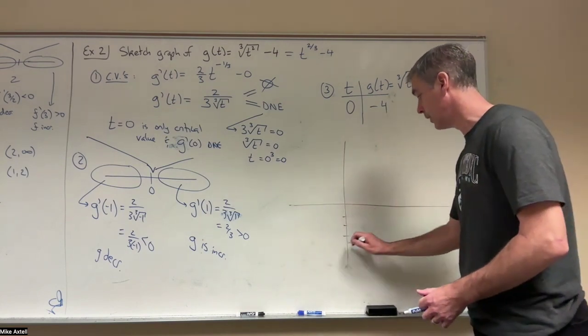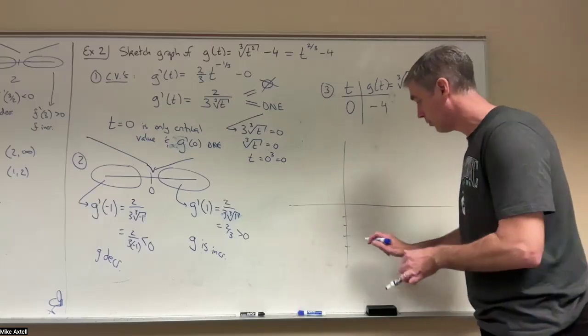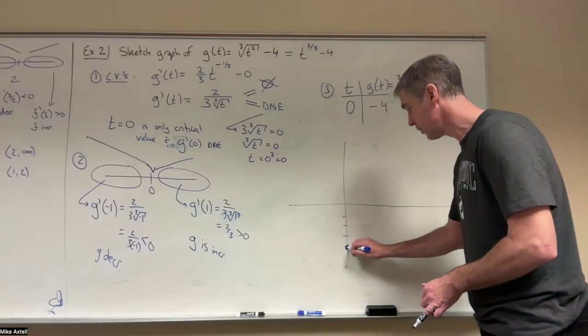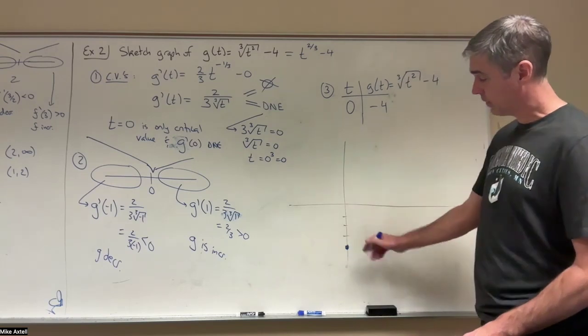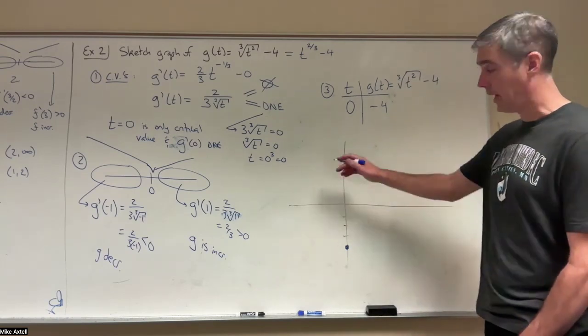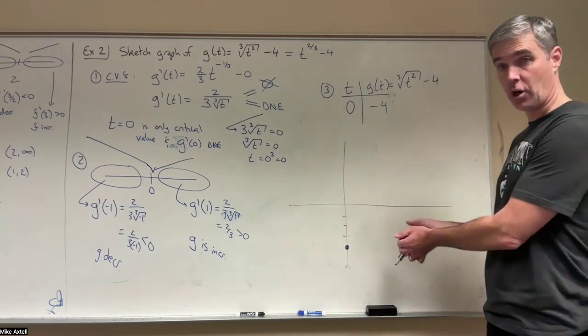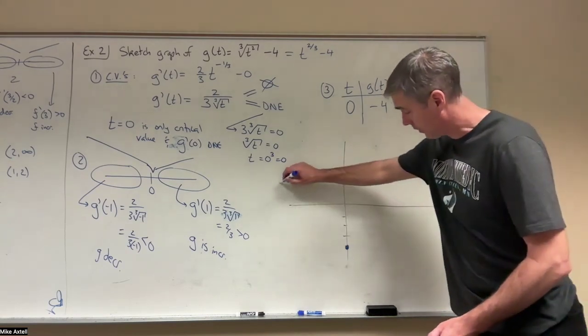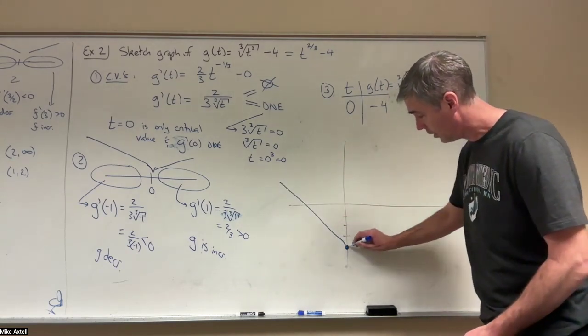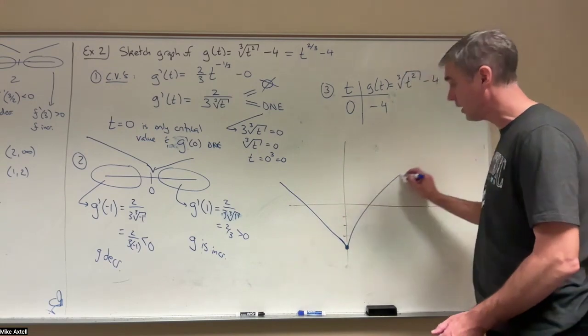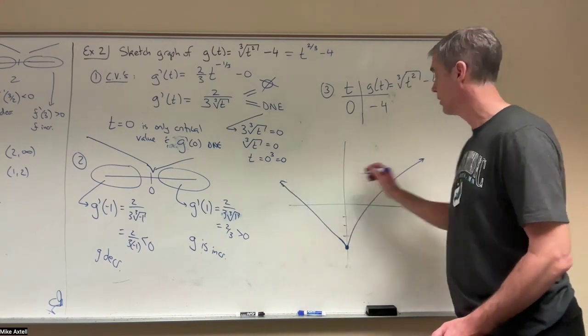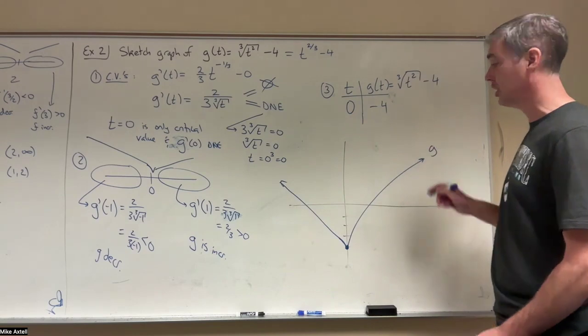1, 2, 3, 4. Plot my critical point. I know I'm decreasing until I get to my critical point. I know I'm increasing after, and I know I'm sharp right at my critical point. So I'm thinking I'm doing something sharp. So there's a rough graph of g.